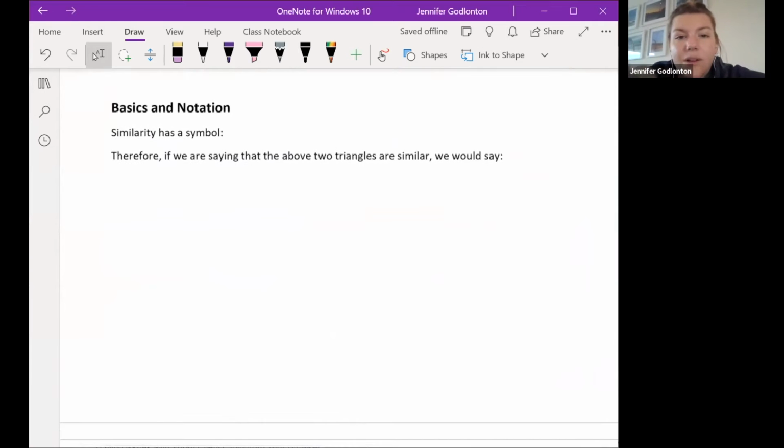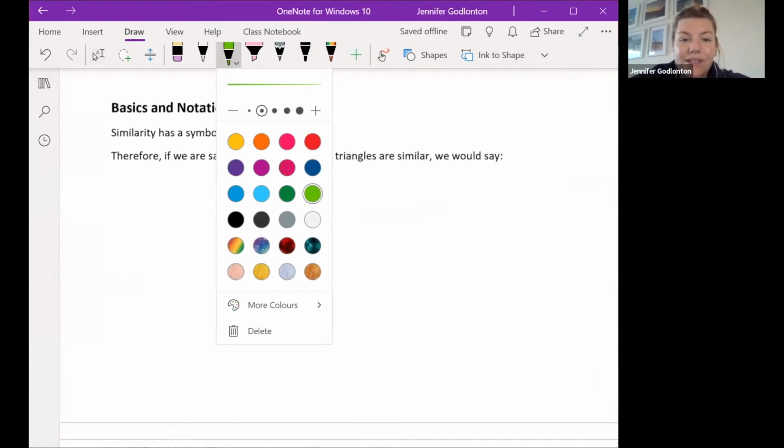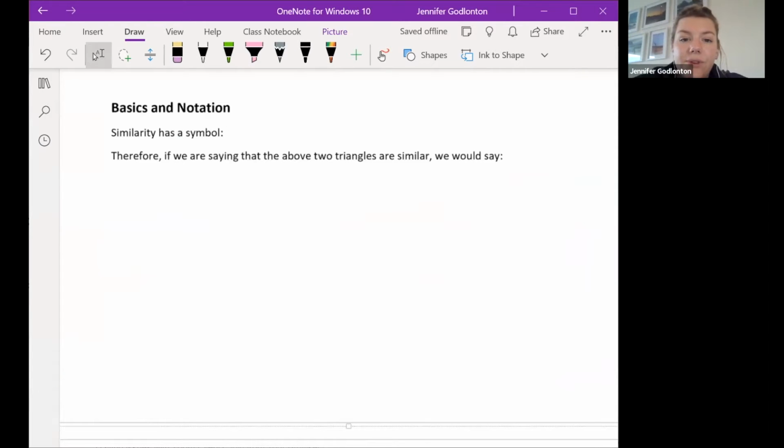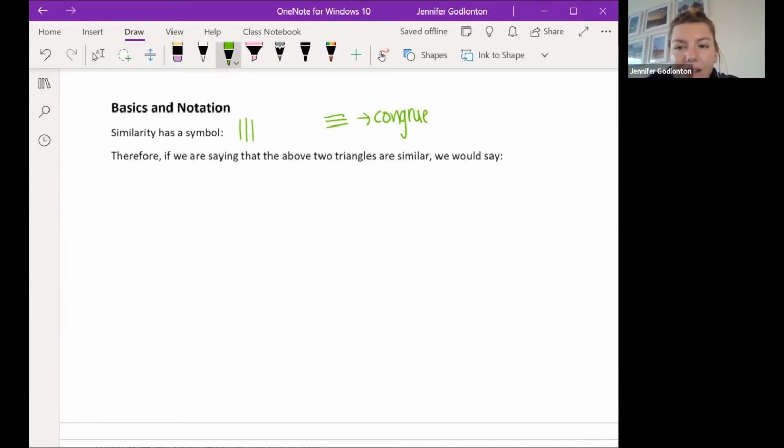Similarity has a symbol, which is very similar, if you will, to the congruency symbol, except that it's vertical. The similarity symbol is 3 lines that are going up, and the congruency symbol is 3 lines that are going to the side. So if the shapes were exactly the same size as each other, then we would say that they're congruent. We wouldn't say that they're similar.